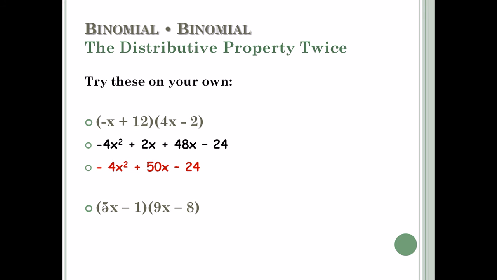I have to give everybody a 5x first. Everybody meaning the whole second set of parentheses. 5x times 9x is 45x squared. 5x times -8, negative 40x. -1 times 9x is negative 9x. And -1 times -8 is positive 8. Group up the middle, and I have 45x squared, take away 49x plus 8. Okay. Whew, well, you're acing the binomial times the binomial. So now you pick FOIL or distributive property twice. Whichever one your brain likes the best, you just do it because you're going to do great.